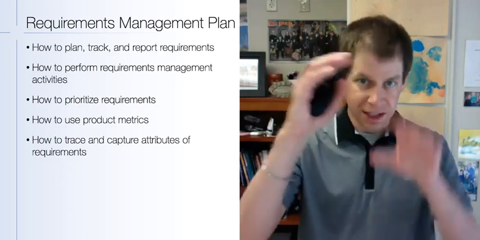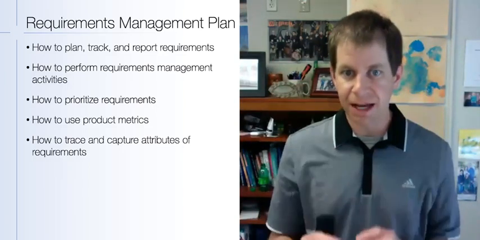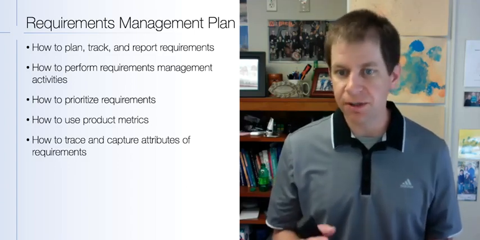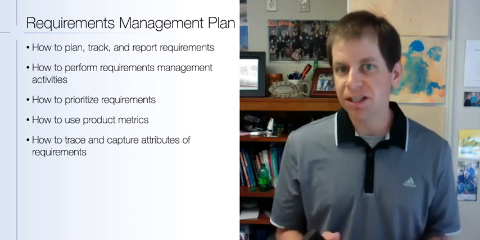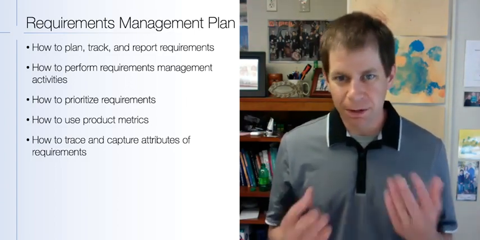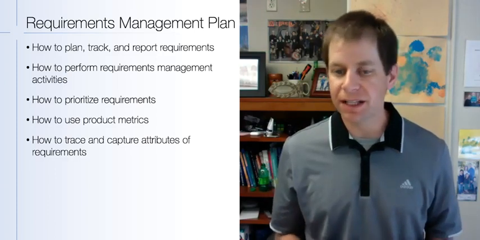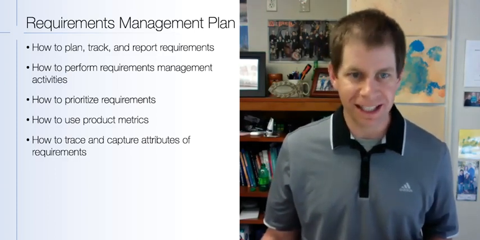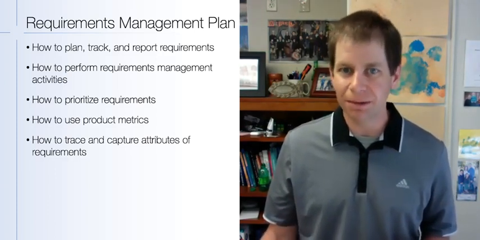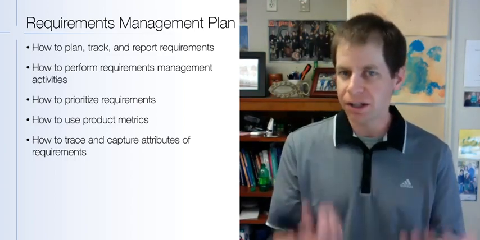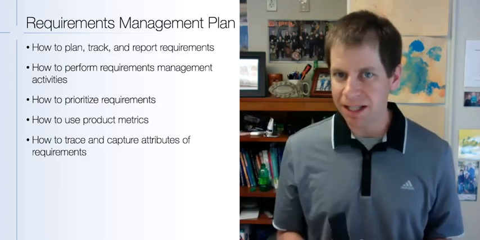So this is the number one priority, and then these can come afterwards. How to use product metrics, how to trace and capture attributes of requirements. How are you going to do all that? The requirements management plan is a way for you to put all that in writing. After creating a requirements management plan, the next step is actually collecting requirements. So you know how you're going to collect requirements, how you're going to document them, and who's going to approve changes.